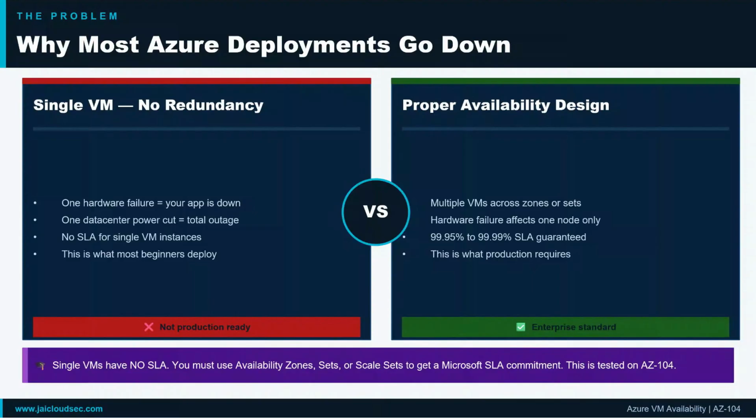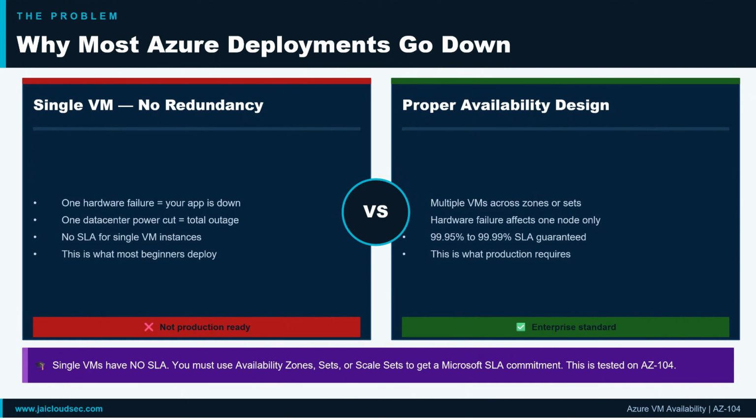Let me start with the most important thing. If you deploy a single Azure VM and nothing else, Microsoft gives you zero SLA, no uptime guarantee, none. That means if the underlying hardware fails, your VM goes down and Microsoft owes you nothing in terms of the service level agreement. This is actually documented in Microsoft's own terms. The moment you add availability features, zones, sets, or scale sets, you jump to either 99.95% or 99.99% SLA. That is the difference between having a legal guarantee from Microsoft and having nothing.